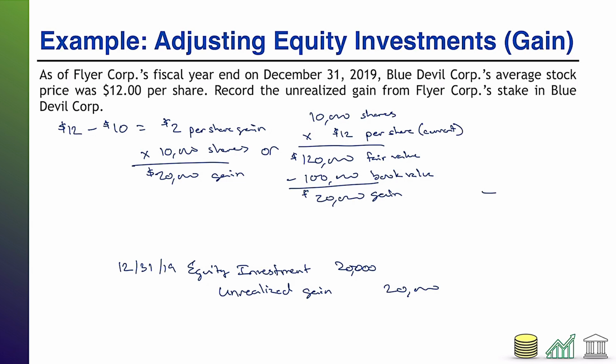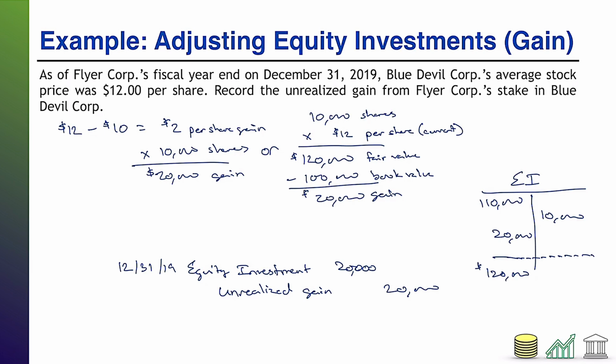So if we think about our T account for that equity investment, we originally recorded at 110. We knocked it down by 10. Now we're debiting it for 20, which is going to put it back on our books at $120,000.